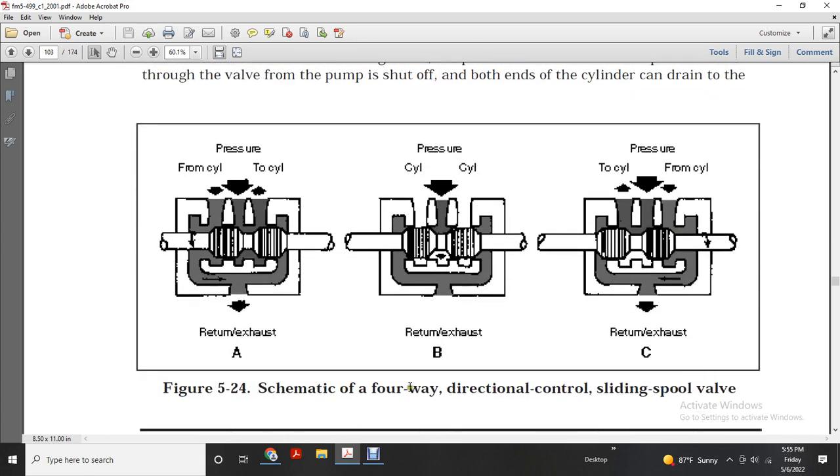The schematic of the 4-way directional control sliding spool valve shows pressure to the cylinder, return exhaust from the cylinder, pressure in the cylinder, and return exhaust from the cylinder.